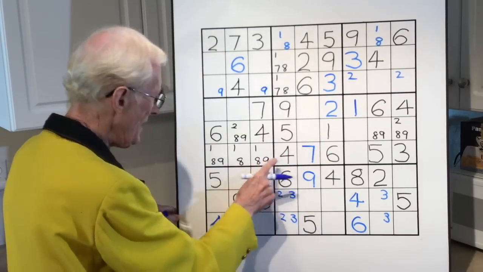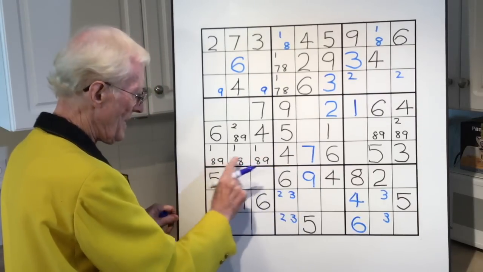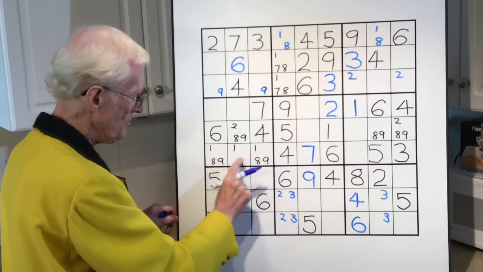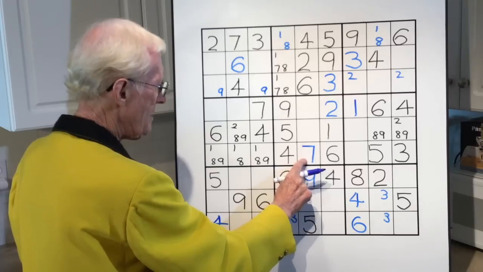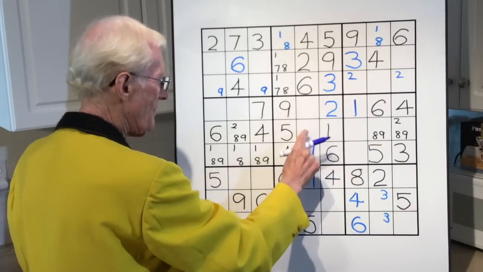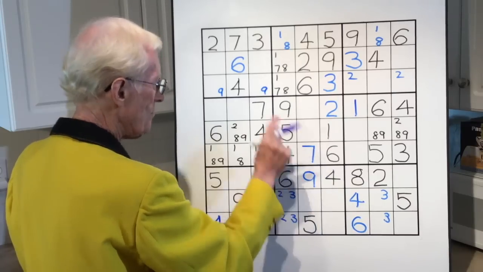You cannot have an 8 in here. There's an 8 already spoken for. There. Rule of exclusion. This has to be a 7 because it can't be a 3. Remember, we have 3, 7, 8. There's a 3 over there. It cannot be an 8, so it has to be a 7.